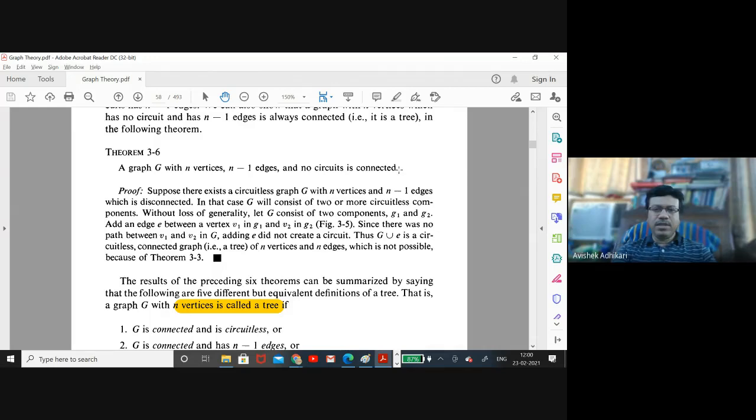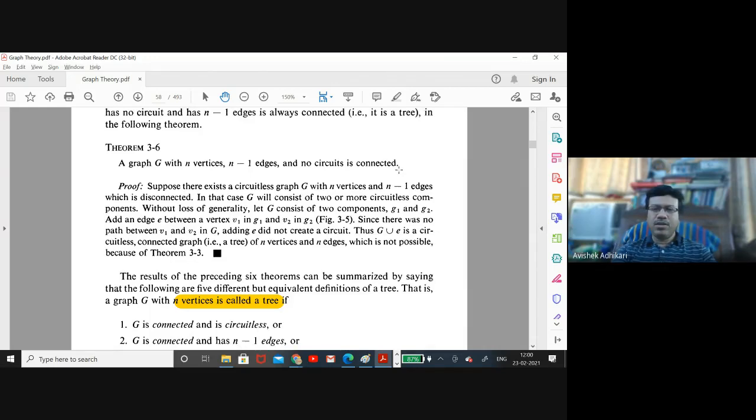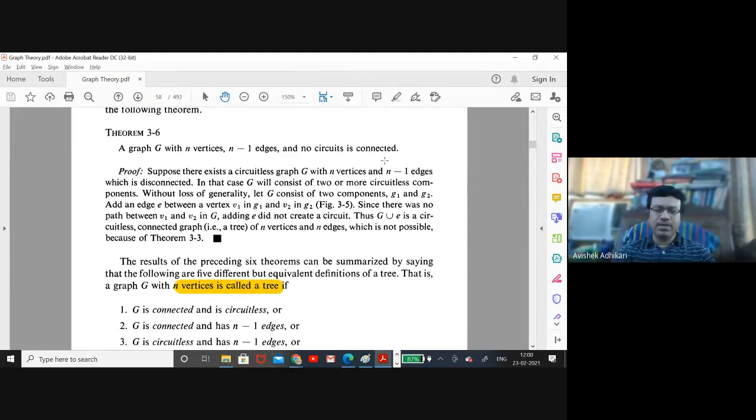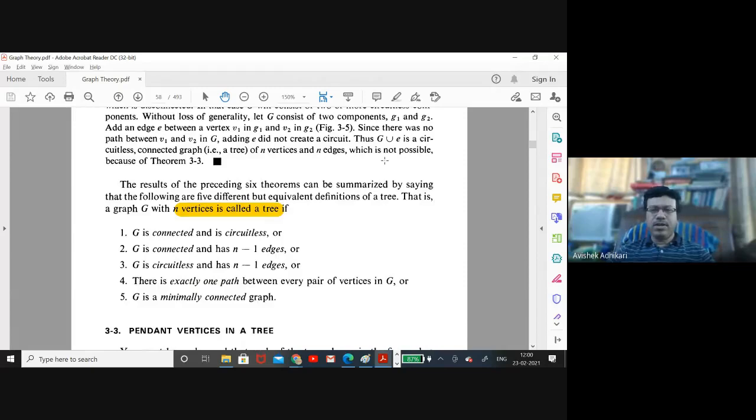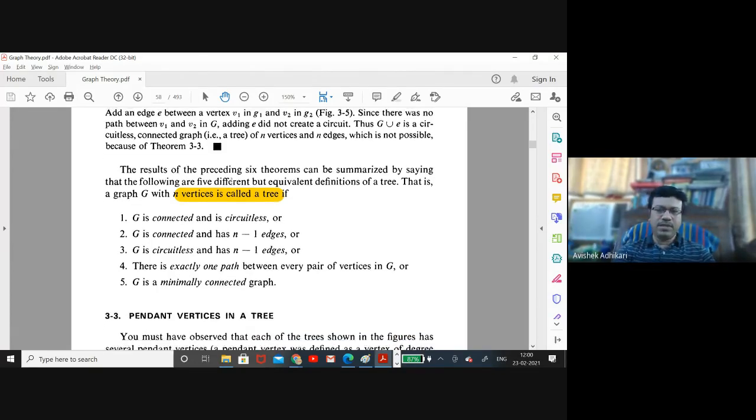A graph with n vertices, n minus 1 edges, and no circuit is connected. It says about connectivity. In our previous results it was connected, but now it says that if there are n vertices and n minus 1 edges and no circuit, then it has to be a connected graph. So now you get all the different characterizations of the same thing, that is a tree. A graph with n vertices is called a tree if any one of them is satisfied.